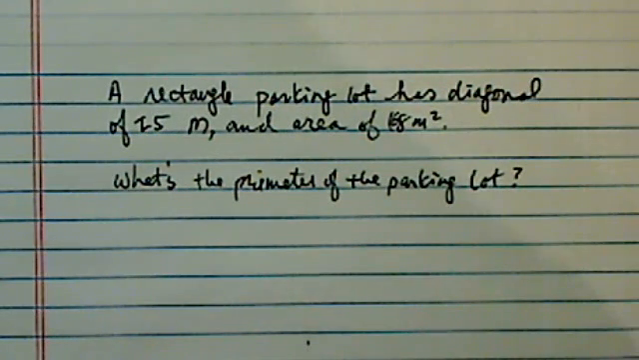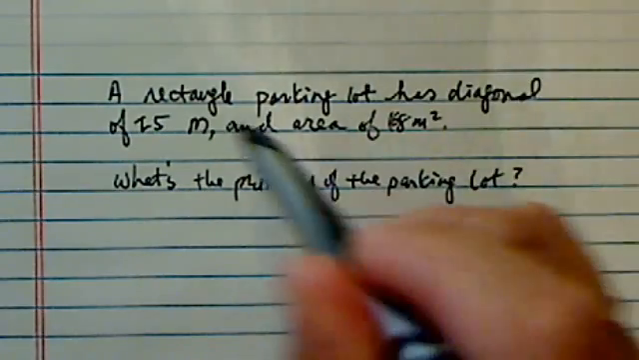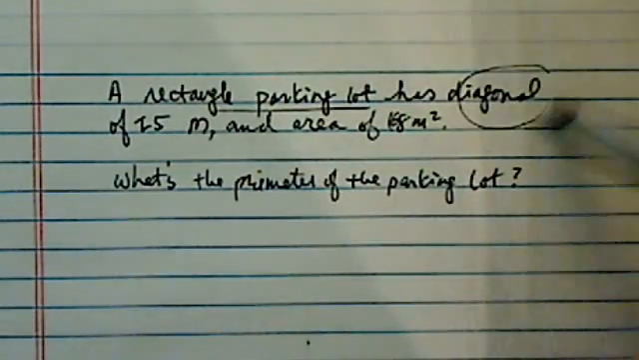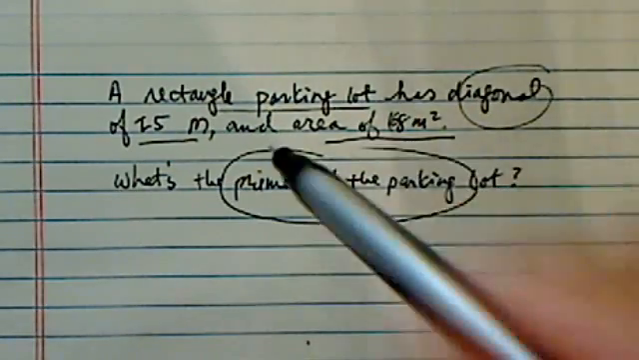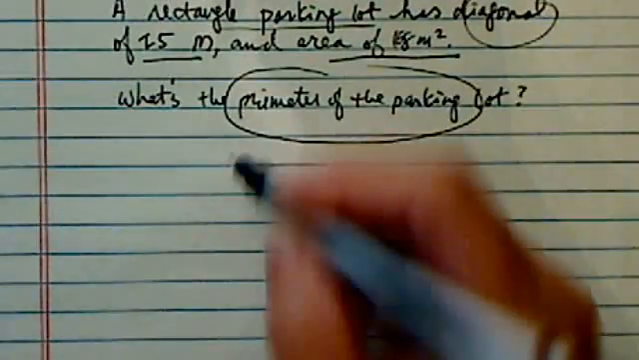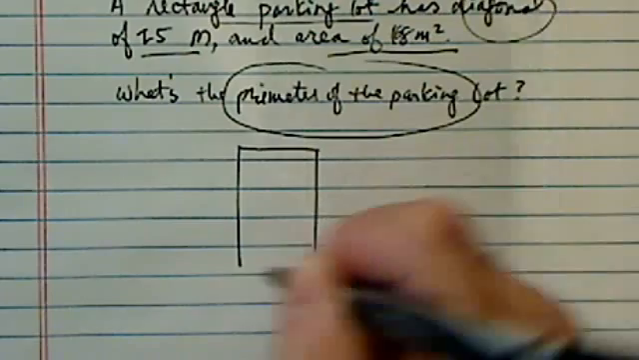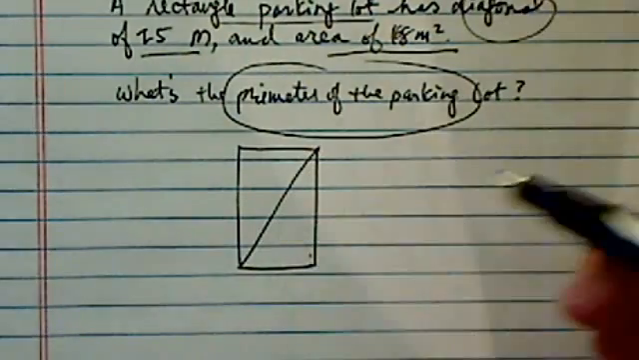We have a really interesting problem to solve here. Here we have a rectangular parking lot with diagonal dimension of 25 and area of 165, and they're asking what's the perimeter of this parking lot. So let's get started. We have a rectangle here, and here's the diagonal.